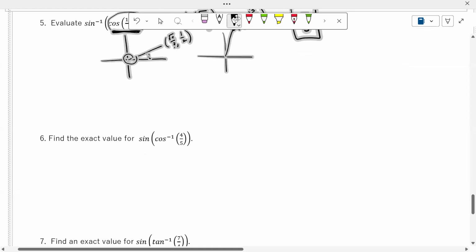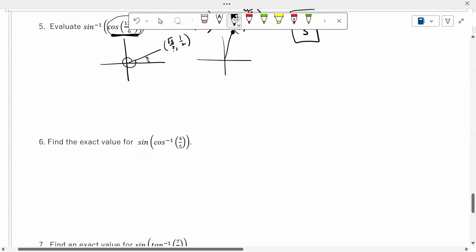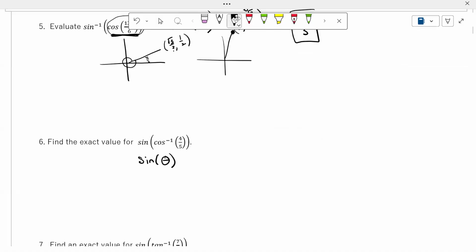Here, inverse cosine is going to take in a ratio and output an angle. And then I need to find the sine of that angle, which will output a ratio. Okay, let's draw a picture. Since we know that 4/5 is a positive ratio for cosine, it's going to be right here. 4/5 is not on the unit circle, so instead we label adjacent over hypotenuse.